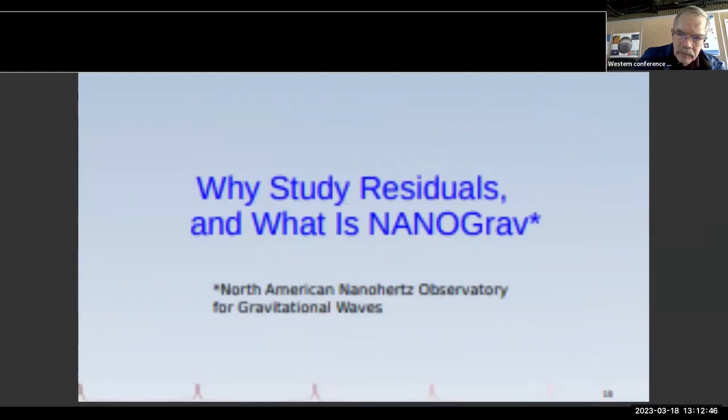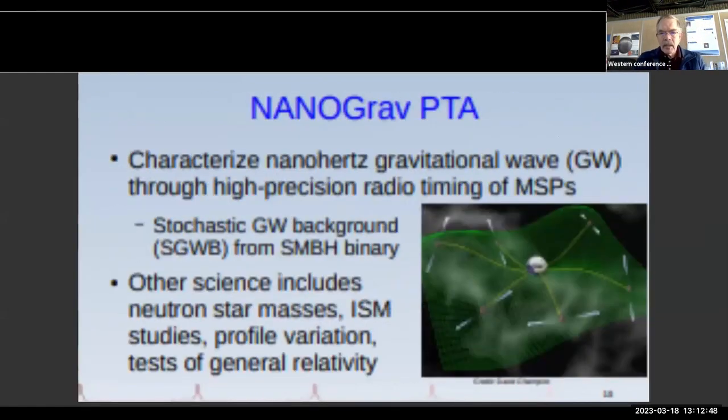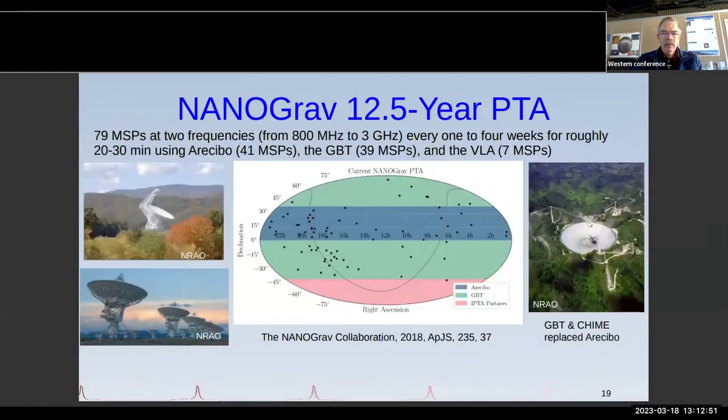So back to where I was, we were going to look at the NANOGrav pulsar timing array. The 12.5-year data is what's publicly released right now. The 15-year data should be available soon, but the 12-year data is what I used. NANOGrav has 79 millisecond pulsars, and they're collecting from roughly 800 megahertz up to 3 gigahertz. And they try to collect about once a month or so.